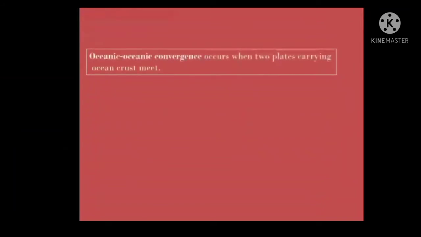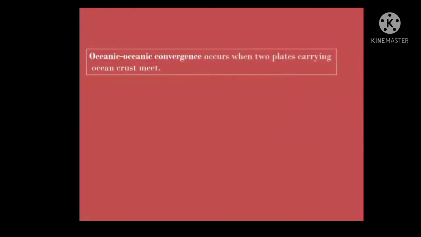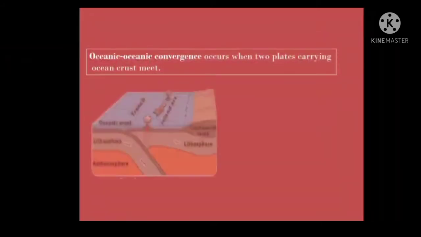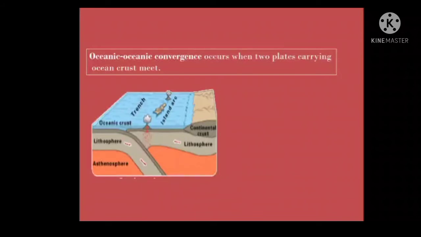Second, we have the oceanic convergence. This occurs when two plates carrying oceanic crust meet. As the two oceanic plates clash, the denser plate sinks beneath the lighter plate, forming dark, heavy basaltic volcanic islands, similar to how the Marianas Trench near the Philippines was formed by converging oceanic plates.